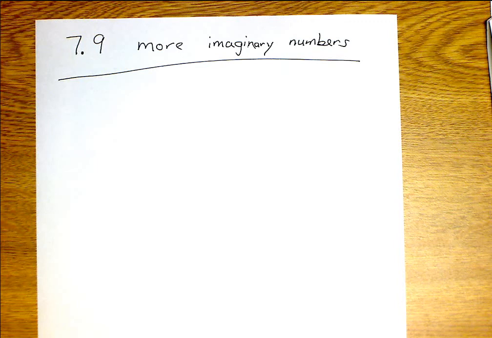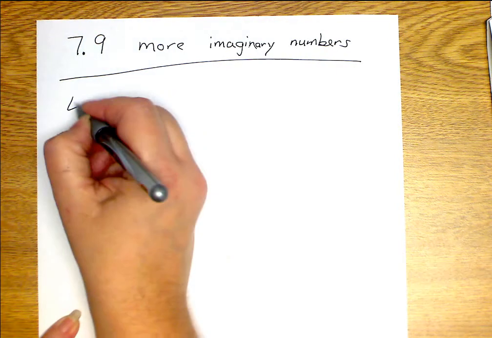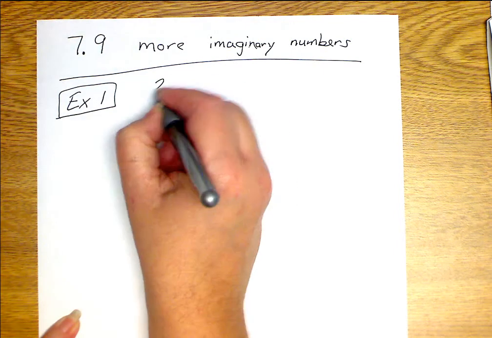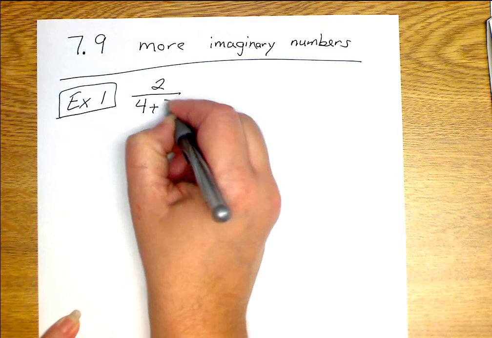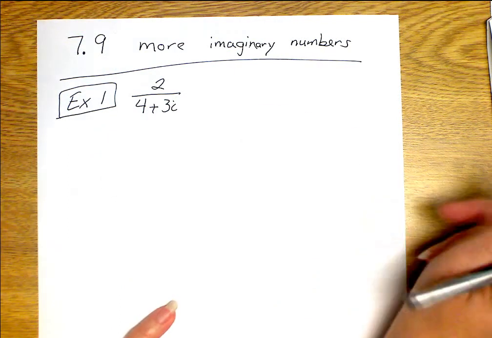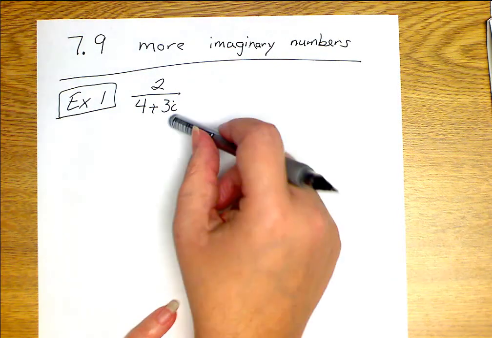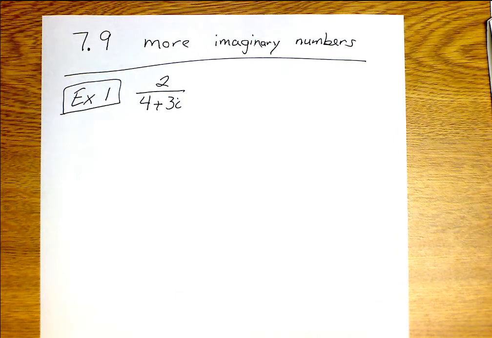All right, so 7.9 is more imaginary numbers. Example 1. We have 2 over 4 plus 3i. Just like your square roots, you cannot have imaginary on the bottom. All right? So you can't have i on the bottom.